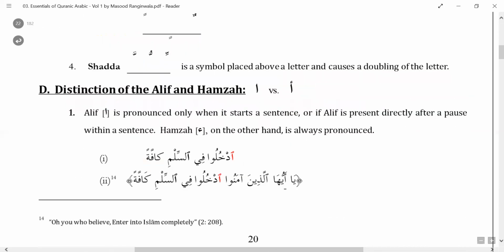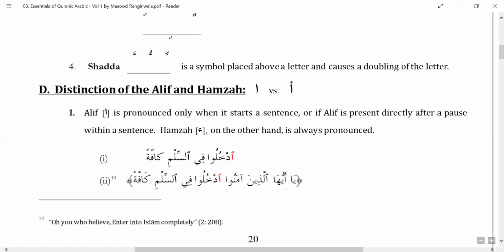Alif is pronounced only when it starts a sentence or if it is present directly after a pause within a sentence. What does this mean? This means when it starts a sentence, which is this one over here, it will not be empty. If alif has to be pronounced, it will not be empty. Empty alif just as is, for example over here. This alif over here is a word separator. This tells you this word has finished here. Udkhulu, this word finishes here and the next one is a new word. Fi is a new word.